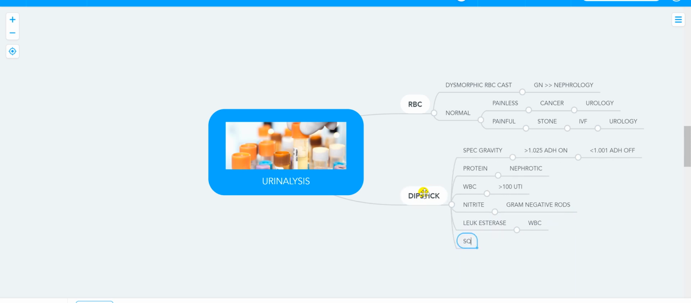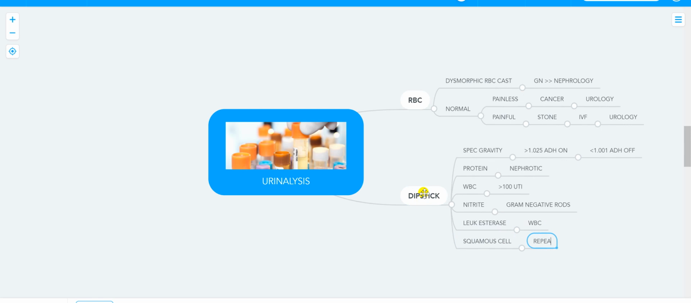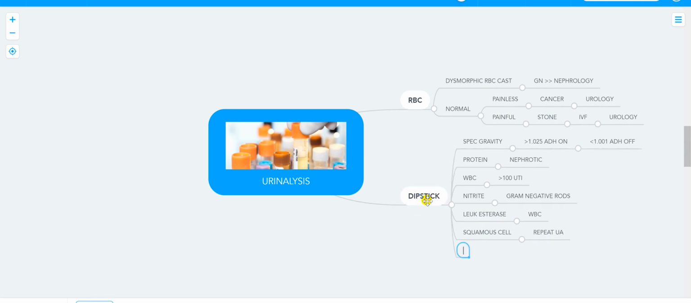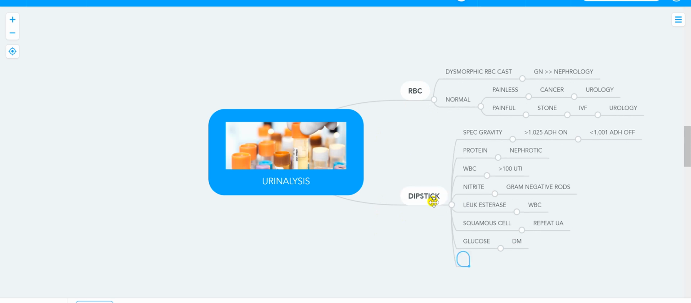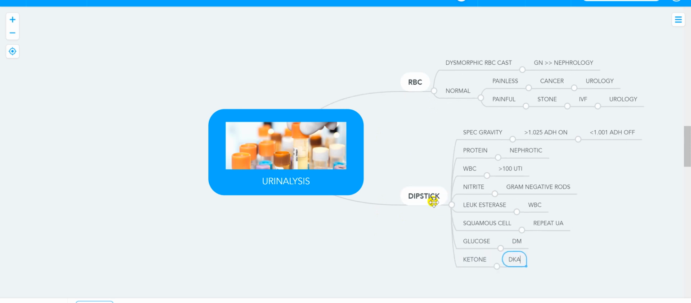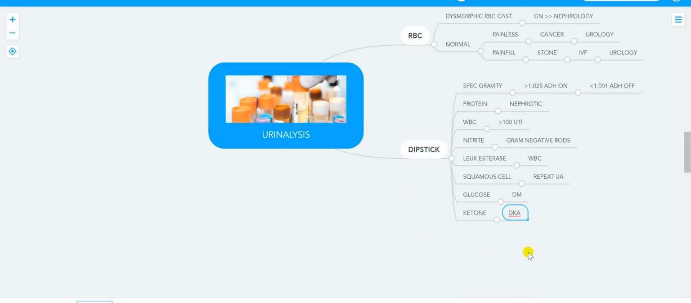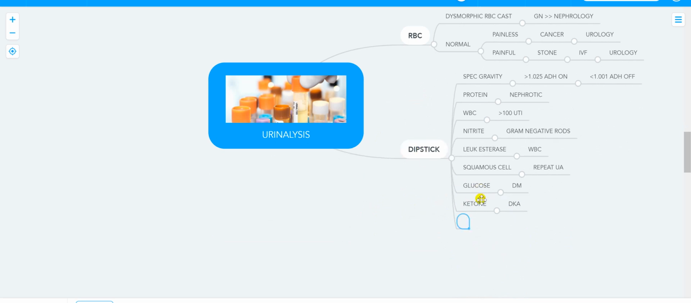We look at the squamous cell. If you find that, this is repeat UA, this means contaminated or something like that. Other thing, we find glucose and ketone. Glucose usually for diabetes, that's not specific. Ketone for DKA. Okay, but you gotta find these. If you find these two, then this most likely could be diabetes or the DKA. So you gotta look for both.